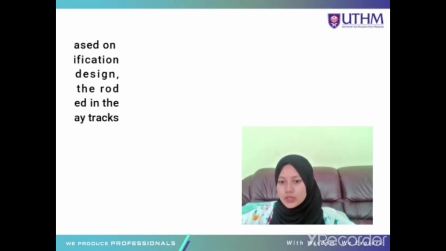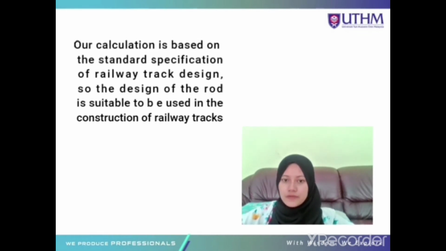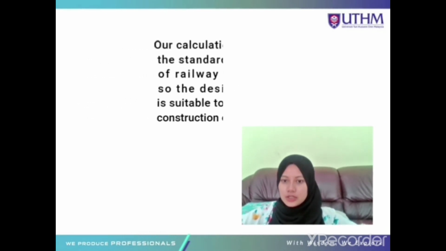Our calculation is based on the standard specification of railway track design. So the design of the road is suitable to be used in the construction of railway tracks.